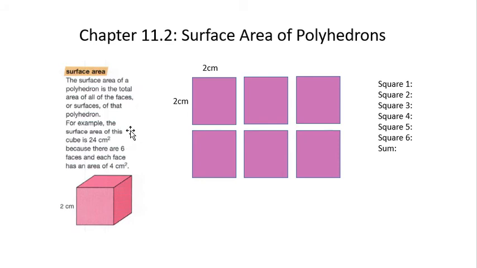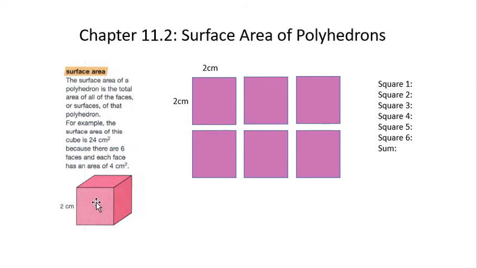For example, the surface area of this cube is 24 centimeters squared because there are 6 faces and each has an area of 4 centimeters squared. So let's break that up a little bit. I took each of these 6 faces and I pulled them apart. This is not a net. I just cut them all out and put them here. A net would have them in such a way that you can fold them to make the cube. I didn't do that. I separated them completely, and this is what we have.